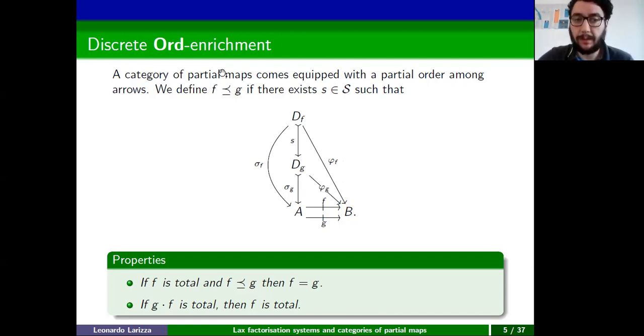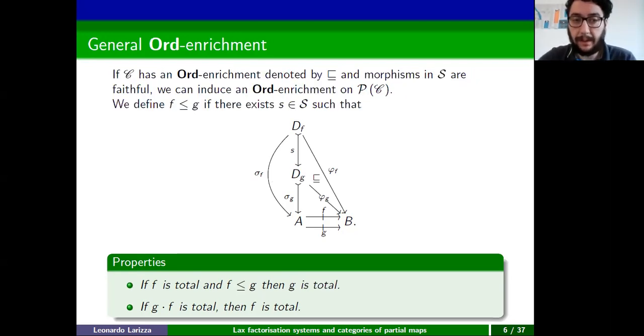We will call this order enrichment the discrete order enrichment, and it carries the following properties. First of all, whenever f is total, then it is maximal with respect to this order enrichment. So whenever we have a two cell from f to g and f is total, then f is equal to g. And moreover, whenever the composition g composed with f is total, then f is total as well.